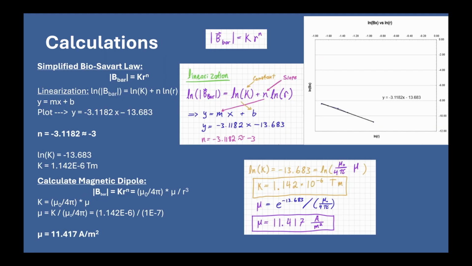From here, the data could be plotted logarithmically to linearize the simplified Biot-Savart law and determine the exponent of the r term responsible for the distance-dependent relation, as well as the constant term, which was used to evaluate the value of the magnetic dipole that would later be used in the simulation. We find that the n exponent is approximately -3, no units, and the dipole moment is approximately 11.417 amperes per meter squared.